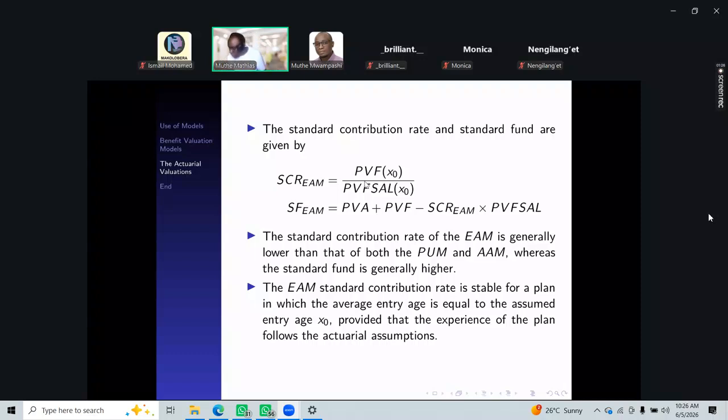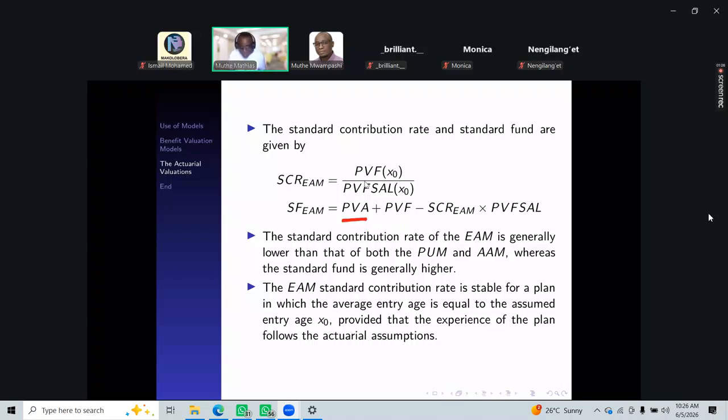So you can see that in this case, you have this one here, and then this one, just like before: this is the present value of the benefit. And then you have this one here, the present value of the salary from all future years for a new entrant aged X naught, right? This is called the standard contribution rate under the entry age method, right? However, the standard fund is defined a bit differently, because before we simply had this present value of the benefit from accrued service.